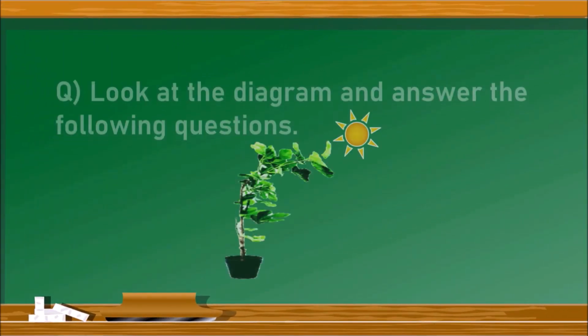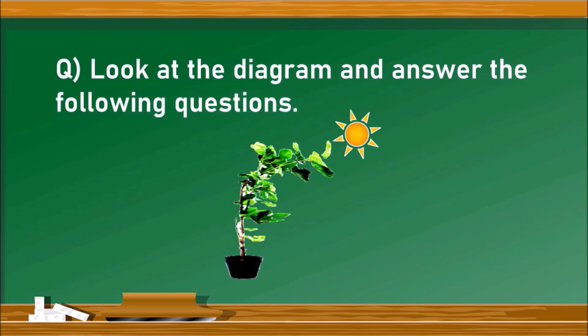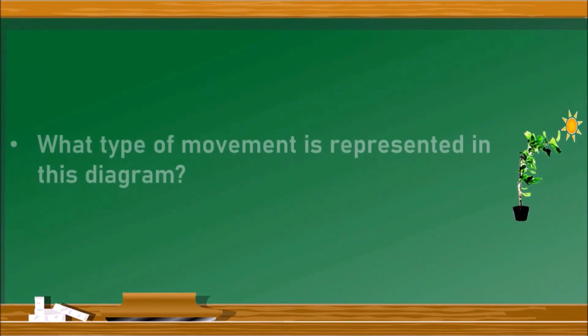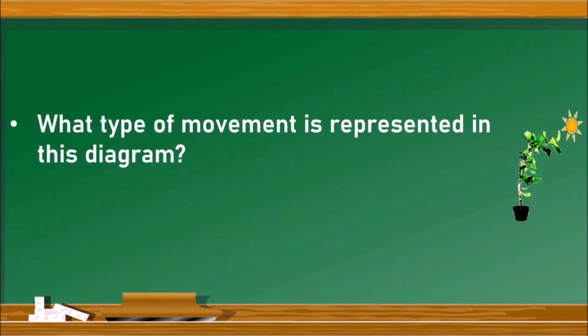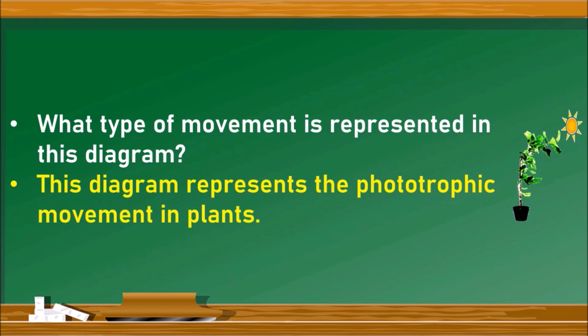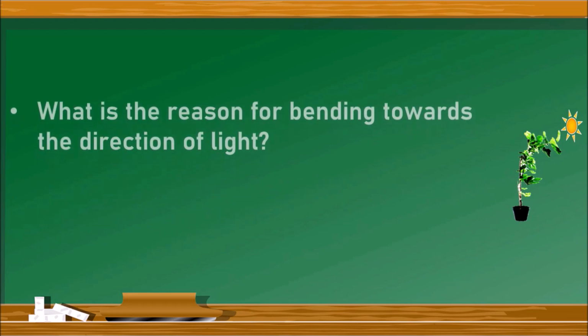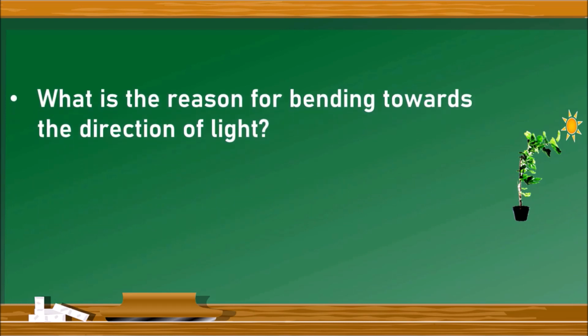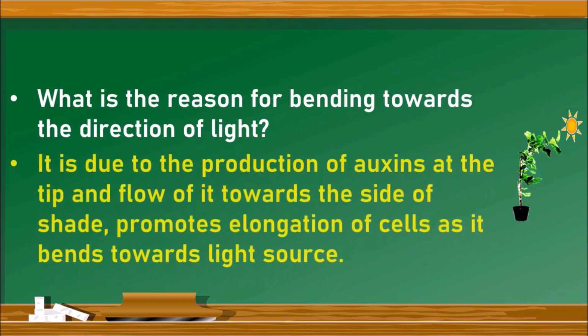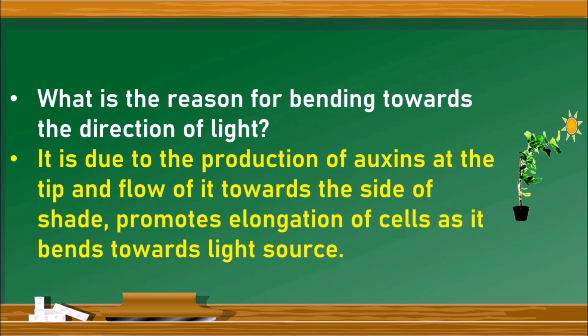Next one. This is again another diagram based question. Look at the diagram and answer the following questions. The first one is, what type of movement is represented in this diagram? It is phototropic movement. Next one, what is the reason for bending of the plant towards the direction of light? It is due to the production of auxins at the tip and flow of it towards the side of shade. This promotes elongation of cells on its side and it bends towards the light source.